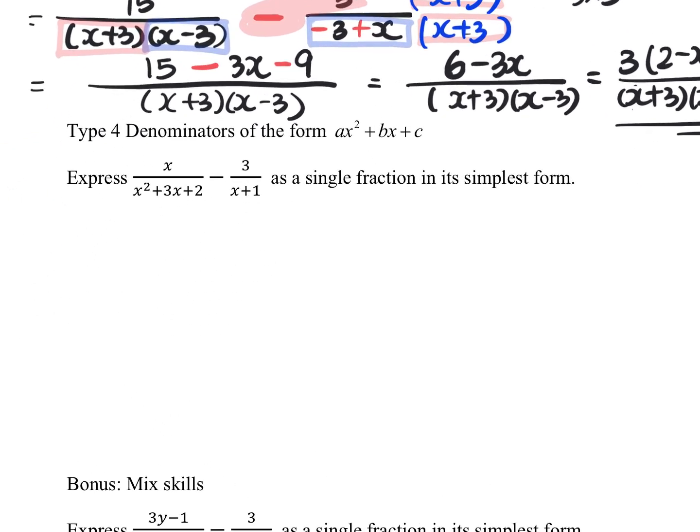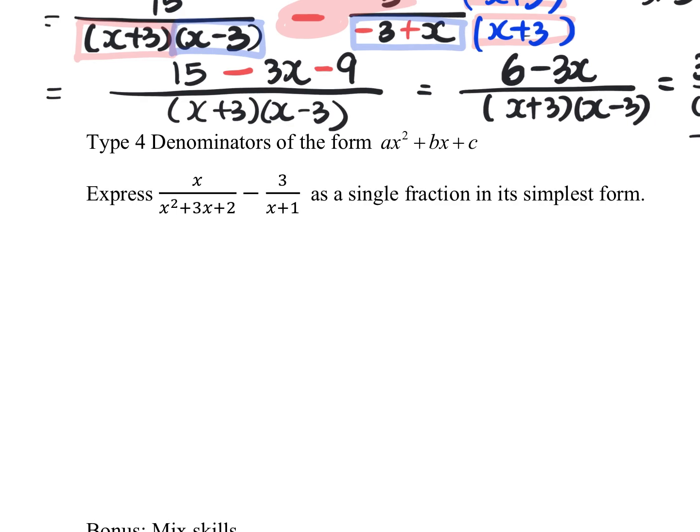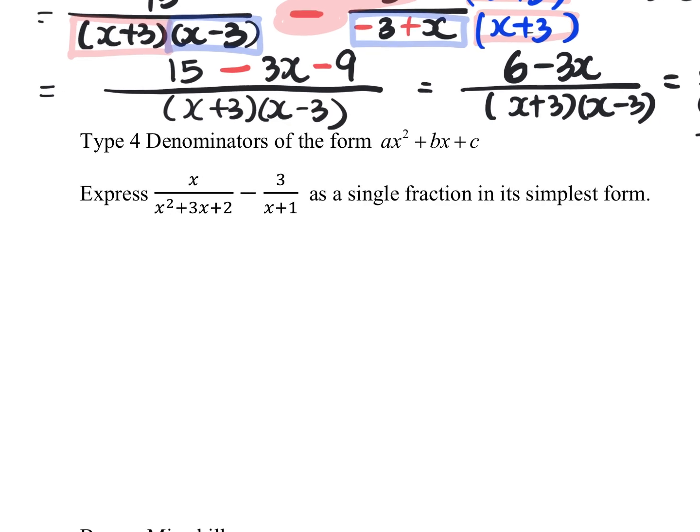Okay, last type of question here. Type 4, denominators of the form ax squared plus bx plus c. For this, you need to do factorization. There are many different methods that you can use: the box method, the trial and error cross method, or the calculator method. For me, I'll just use the trial and error method.